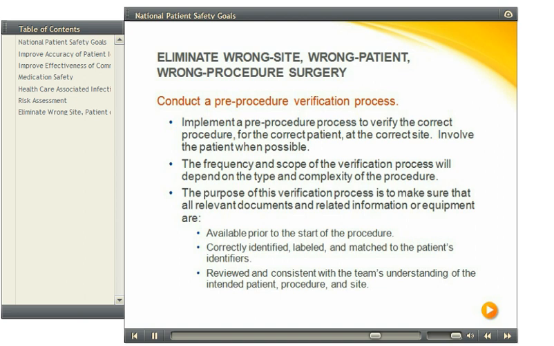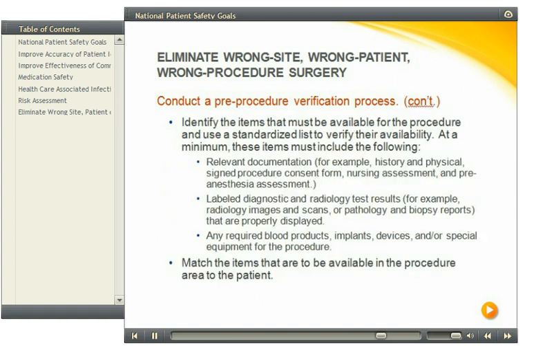The frequency and scope of the verification process will depend on the type and complexity of the procedure. The purpose of this verification process is to make sure that all relevant documents and related information or equipment are available prior to the start of the procedure, correctly identified, labeled, and matched to the patient's identifiers, reviewed and consistent with the team's understanding of the intended patient, procedure, and site.